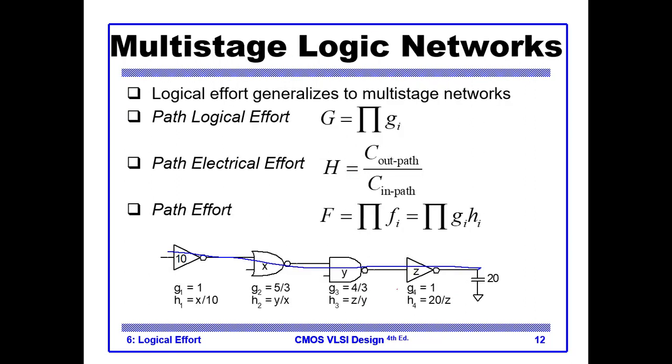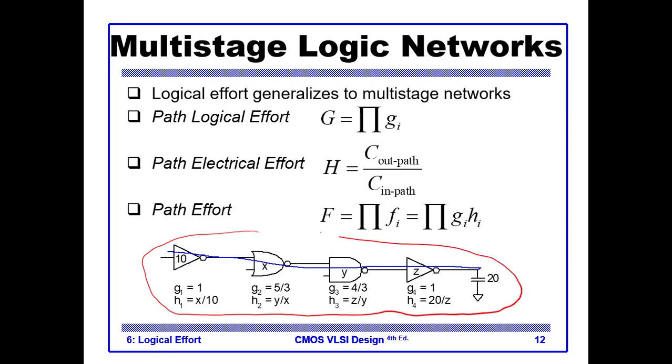Okay, so let's come to multi-stage logic networks, where you have multiple levels of functions. So for example, this is a multi-stage circuit. The first stage has an inverter. This is stage 1, this is stage 2, this is stage 3, this is stage 4. Sometimes these are called logic levels. Okay, so we have to generalize our definitions for G, H and F.